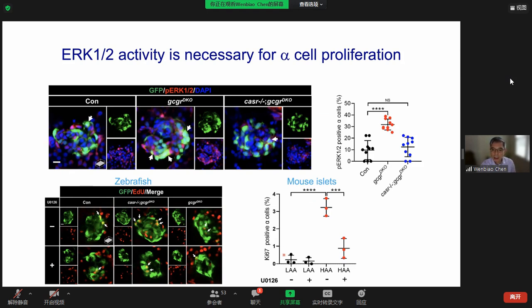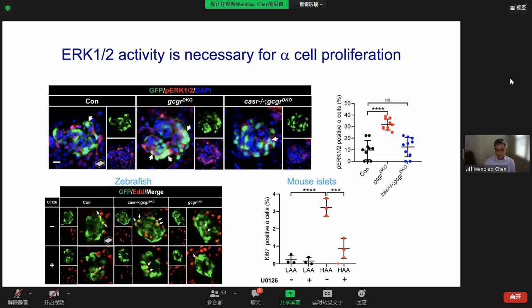In addition, inhibition of MEK can also reduce or suppress alpha cell proliferation in the ex vivo cultured mouse islet induced by high amino acids.